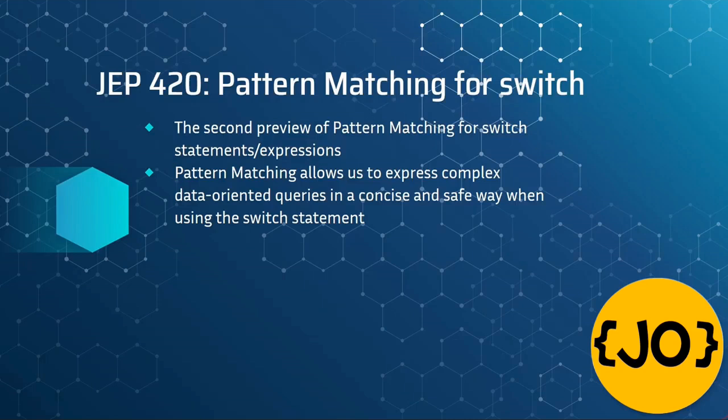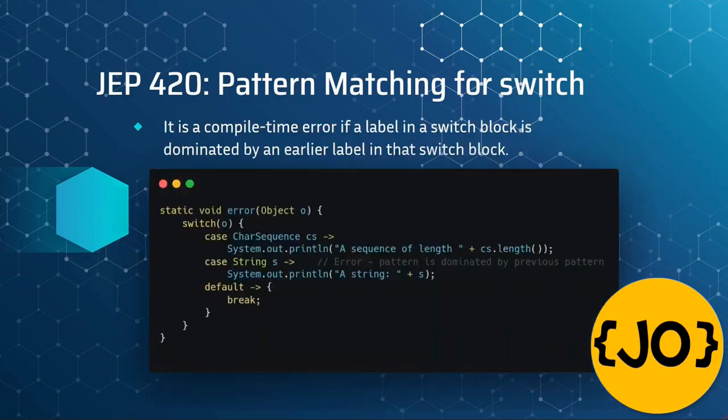And then the JEP for pattern matching for switch. This is the second preview of pattern matching for switch, which was introduced last Java release. So pattern matching basically allows us to express complex data-oriented queries in a concise and safe way when using switch statements or switch expressions. So what did they change this release? They now made it a compile time error in a switch block when a label is dominated by an earlier label in that switch block. So you can see an example on the slide here.